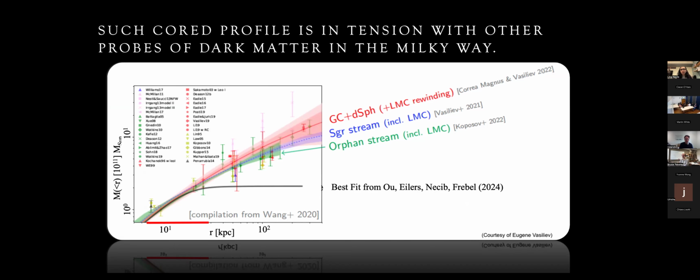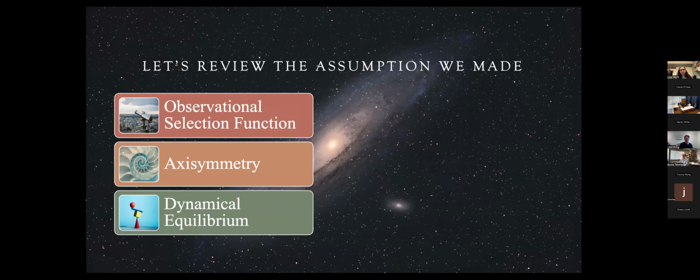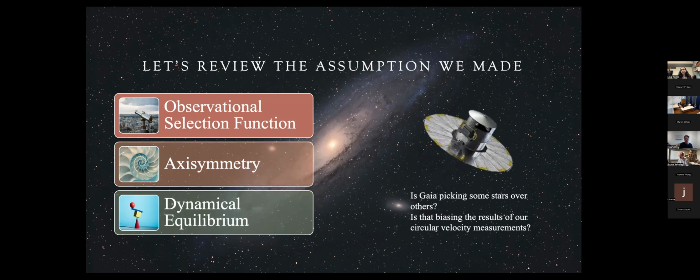So for that, we went back and reviewed the assumptions that we made. In particular, I'm going to put them in three big categories. The first is the observational selection function. Basically, did we pick some stars over others that are going to change the expected rotational velocity? The second is axisymmetry, or how symmetric is our galaxy, and third, is the galaxy indeed in dynamical equilibrium? So the first question when we're looking at the observational selection function is, is Gaia picking some stars over others? And of course, you might say that it's not just Gaia, because we are going to have the selection function from APOGEE as well. I'll go back to that in a second.